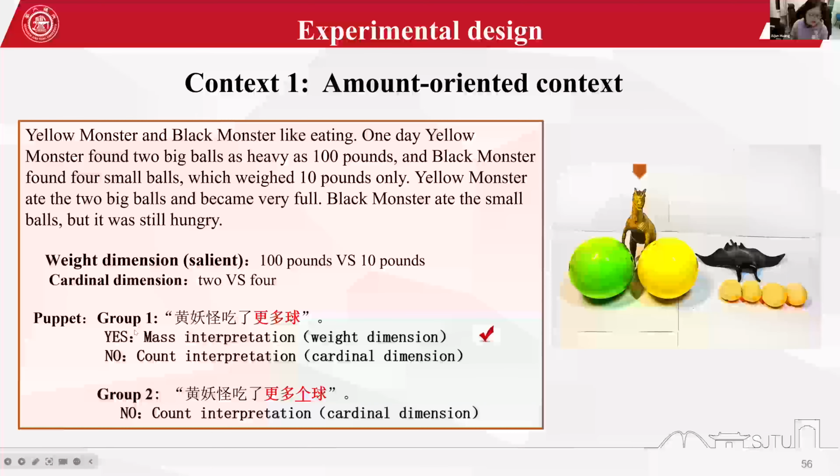So we just mentioned we have 2 groups. For one group, we present a sentence like 环妖怪吃了更多球. So Huang Yaoguai is very full, and he ate the 2 big balls. Then the participant has to judge whether this sentence is true or false. Again, I'll give you several seconds to think about whether you would accept or reject the sentence. So Huang Yaoguai 吃了更多球 in this context.